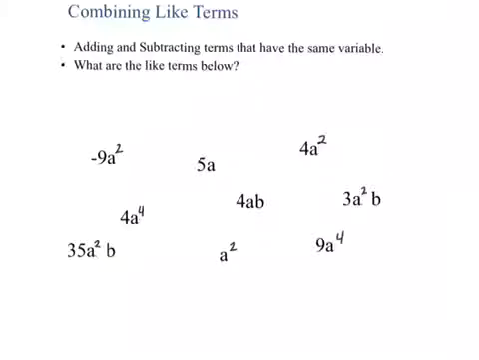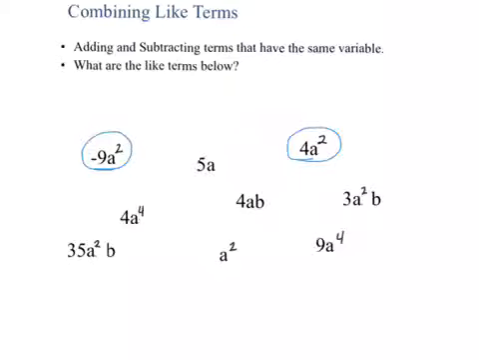When adding and subtracting polynomials, we combine like terms. Like terms are those that have the same variable raised to the same degree. Let's determine what the like terms are. We have negative 9a squared. Do we have any other terms here that have an a squared as its variable and degree? 4a squared. There's one other one.